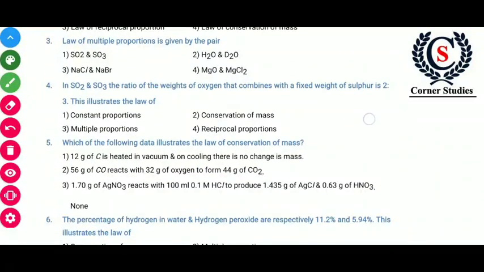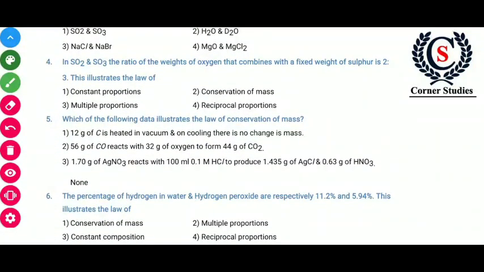Next question. In SO2 and SO3, the ratio of weights of oxygen that combines with a fixed weight of sulfur is 2:3. This illustrates the law of constant proportions, conservation of mass, multiple proportions, or reciprocal proportions. Answer: multiple proportions. Next one.